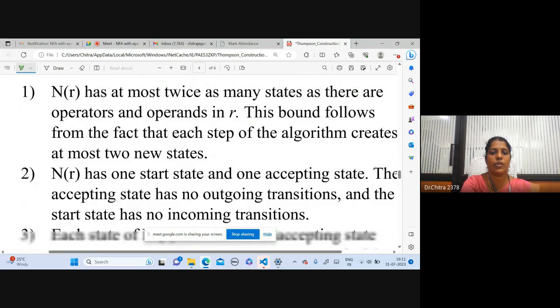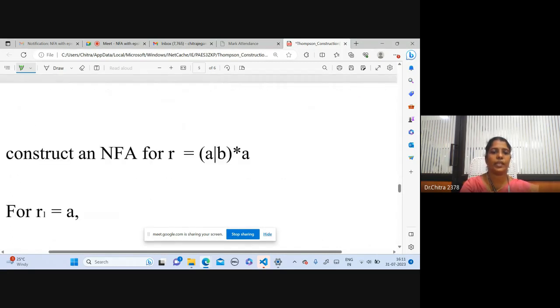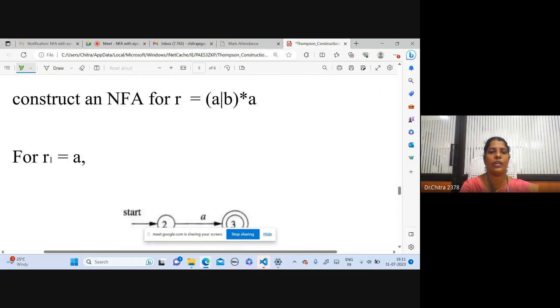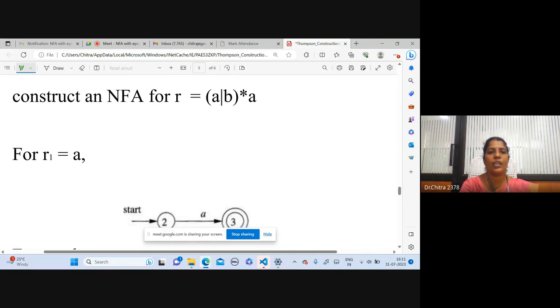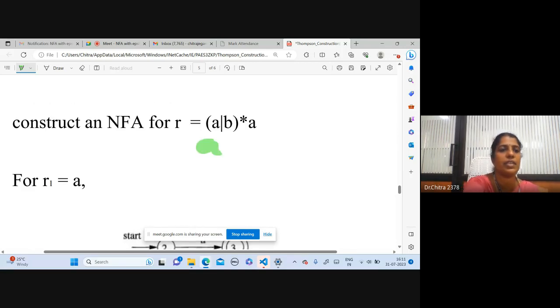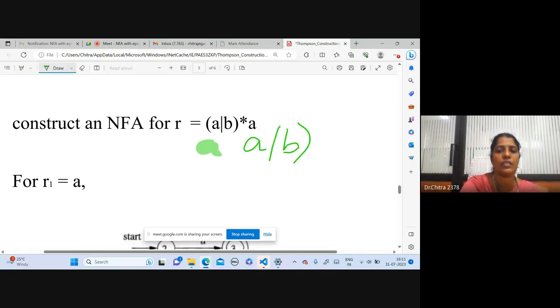So we'll see one problem. Construct an NFA for R equal to (A + B) the whole star A. Listen, in tomorrow's class, we are going to solve this one. Based on the rules, first find the operators and divide it into substrings. It can be divided into two substrings. The first substring is (A + B) the whole star. This is one substring concatenated with A. This is the other substring. Two substrings are there. First, we are going to draw the NFA for this one.